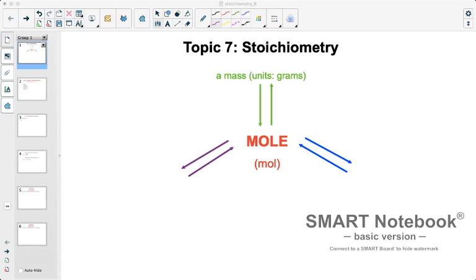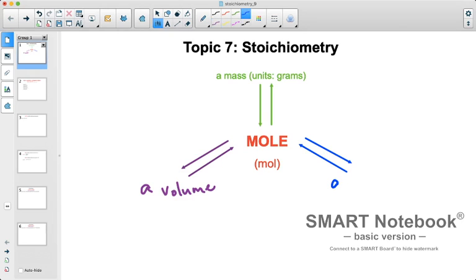Hi everyone, back to the word mole. Now, a mole, we already learned, is considered a mass. But a mole can also equal a volume. And we know that a mole can also be defined as a quantity. Today we're going to focus on the definition of a mole in terms of being a quantity.